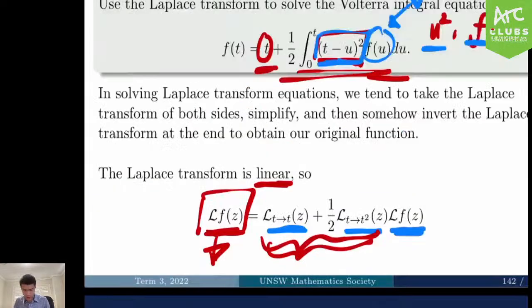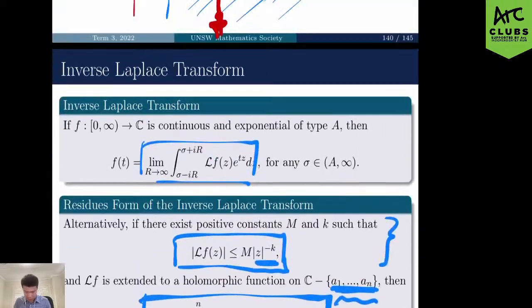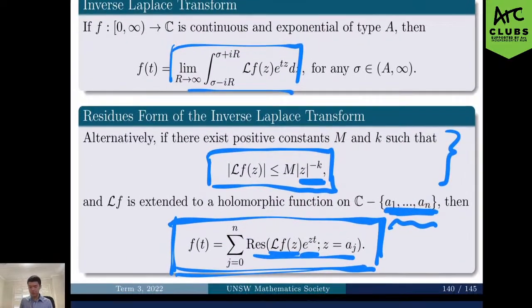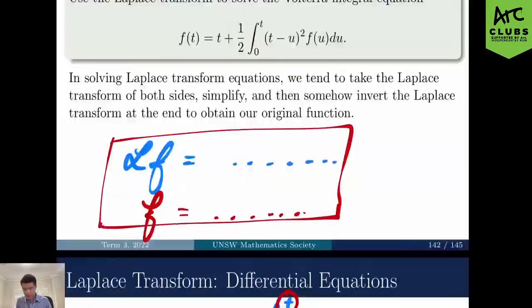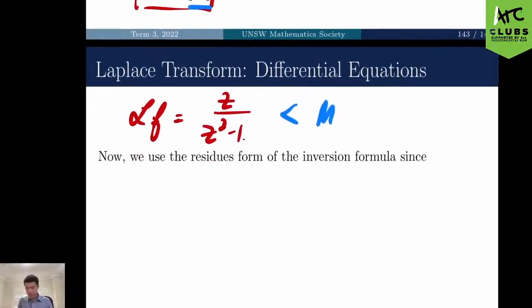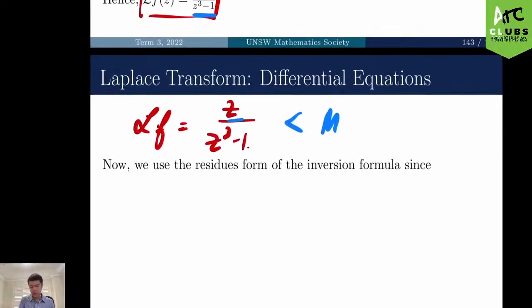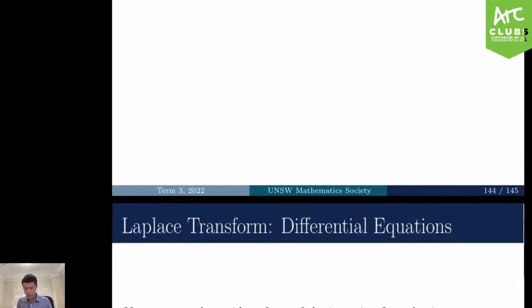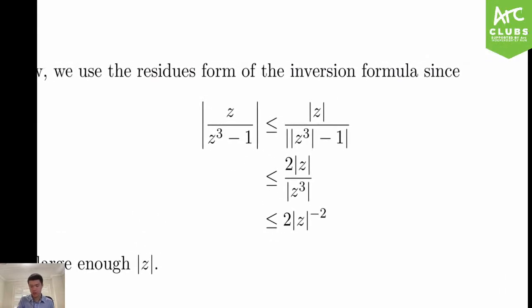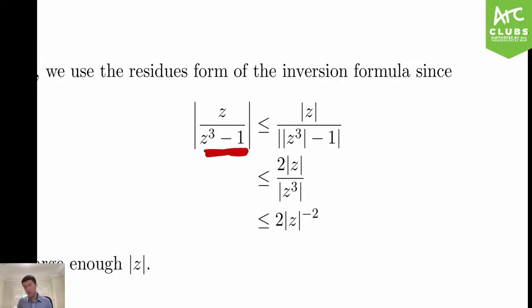So remember this property. We'll just scroll up. We need positive constants that bound the Laplace transform by m times z to the minus k. And is that the case over here? Well, yeah, because we've got a z divided by a z cubed, and so that's approximately equal to 1 on z squared. So formally speaking, we can just reduce it to z on z cubed minus 1.